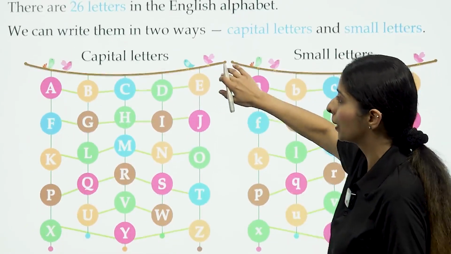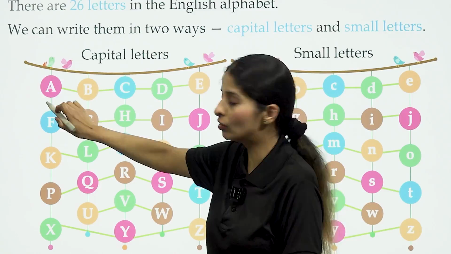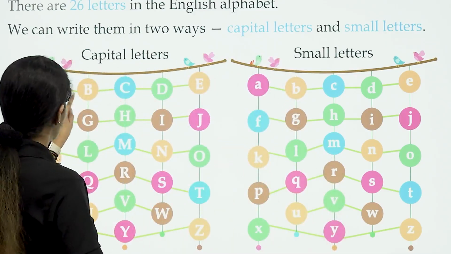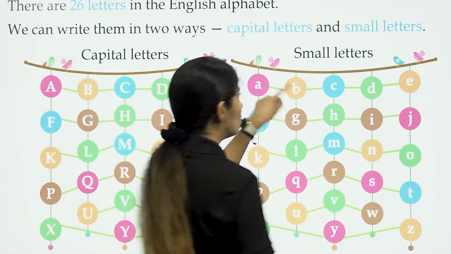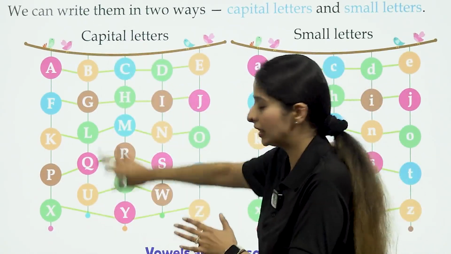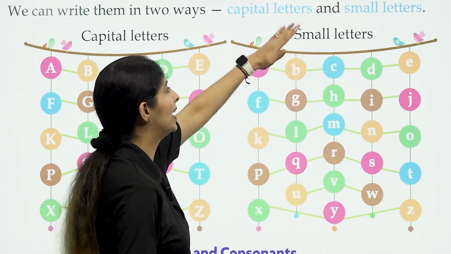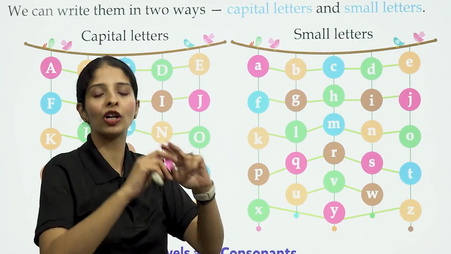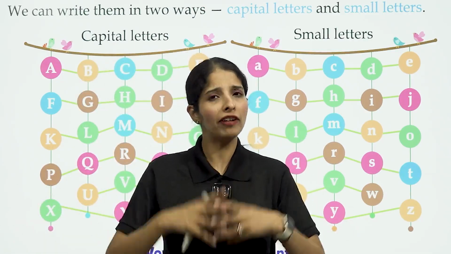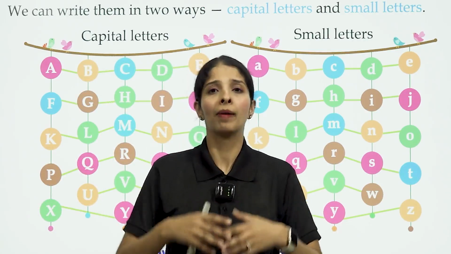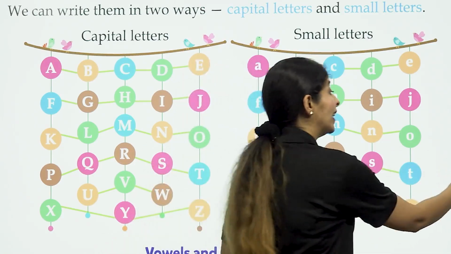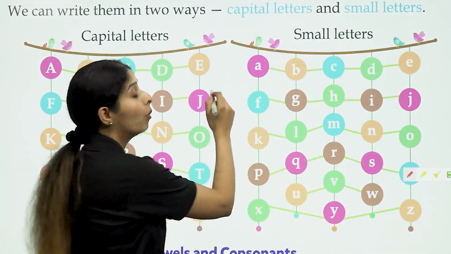If you look here, A is written in capital letter, small a, capital B, small b. Similarly, here all the letters are in capital and here all the letters are in small. So, we call them capital letters and small letters. Now, if I give you a task, write boy in capital letters and in small letters, how will you write it?